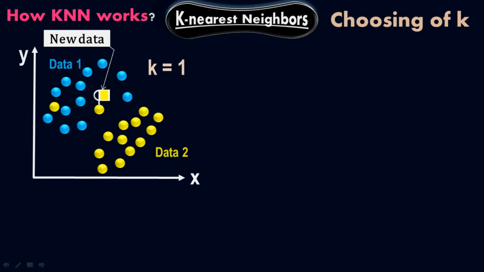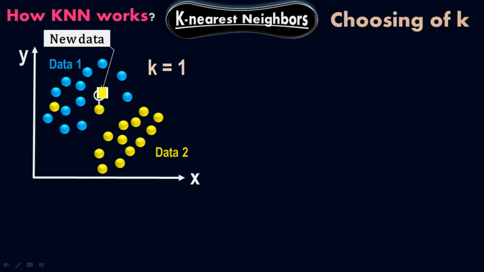Now look, this is my new data. So I randomly picked K equals to 1. If you have K equals to 1, it means that you need one nearest neighbor data point. What is the one nearest neighbor data point? Obviously this one, the yellow one. The nearest distance is from this point, not from here, not from here, from this one. So if K equals to 1, you have to pick only one data point. Therefore, I picked it here.